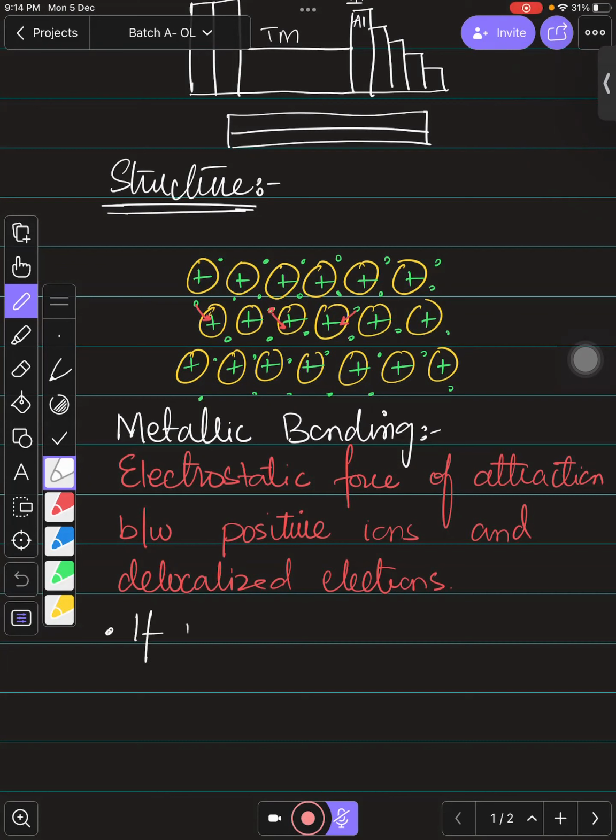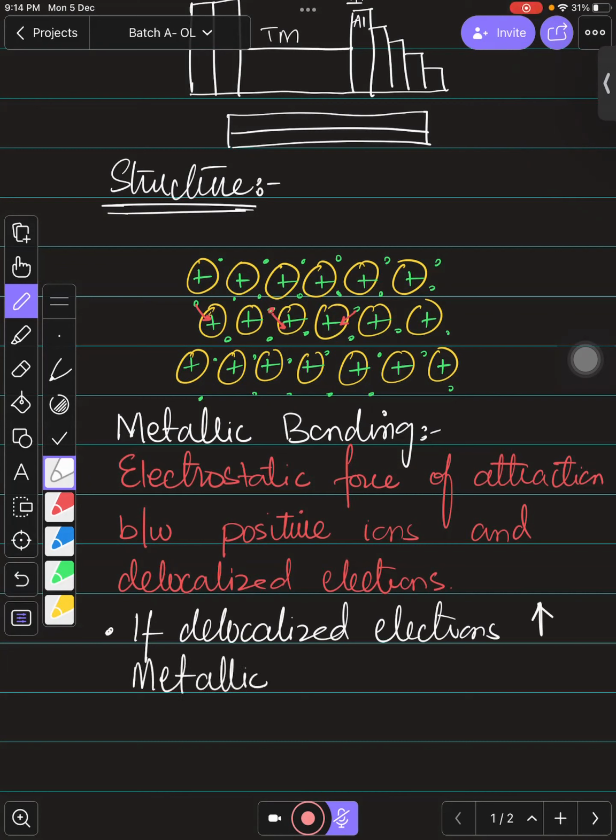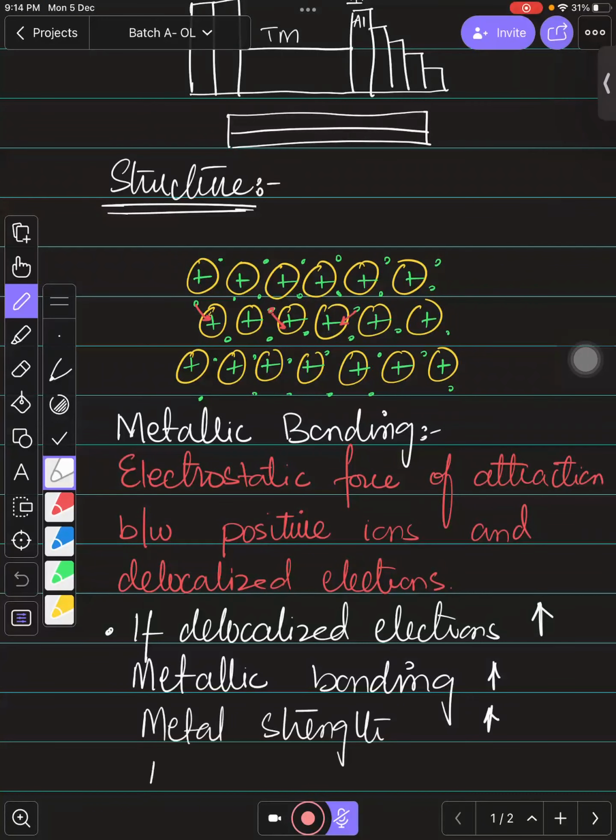If delocalized electrons increase, then definitely metallic bonding will increase. Once the metallic bonding increases, the strength of the metal will increase. When the strength of the metal increases, its melting and boiling point will also increase.